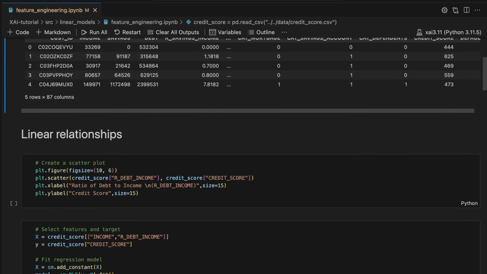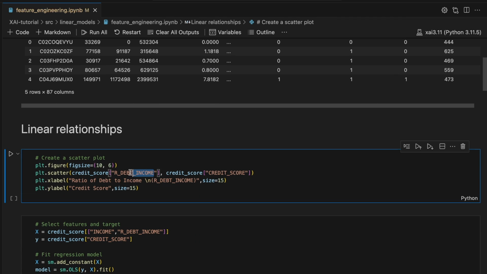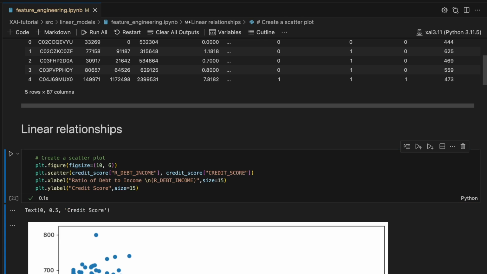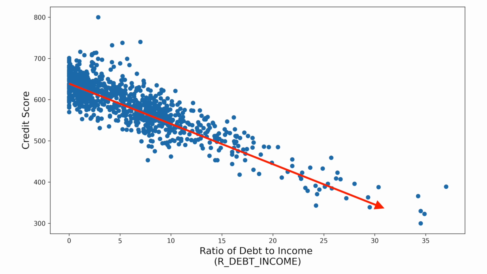Let's take a closer look at one of these features, our debt to income. This is the ratio of a customer's total debt to annual income. We'll be exploring it using a scatter plot of the feature values versus the credit score. We see that this feature has a negative relationship with credit score. Remember, a higher score is associated with lower risk, and so a higher debt to income ratio is associated with higher risk. Thankfully, we can see the relationship is also linear. So we should be able to use it in a linear model without any additional feature engineering.